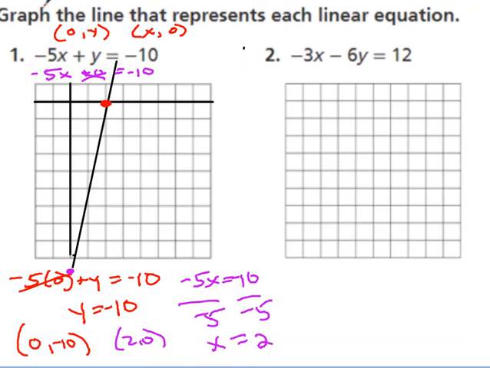Okay? Go ahead and try the second one on your own. See how you do. Graph it. Find the x and y intercept. So pause it, graph it, go.